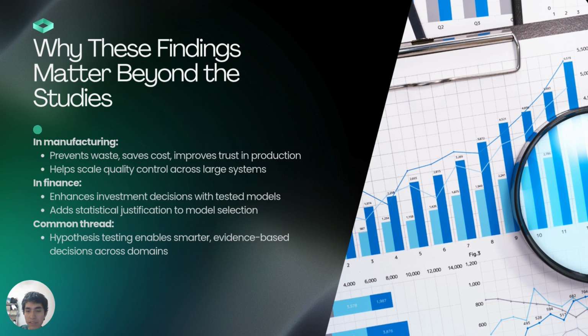These results have implications beyond just these two studies. In manufacturing, systems like the one in paper 1 can reduce cost, minimize waste, and standardize quality inspections. In finance, the work in paper 2 helps analysts trust their models, not just because they're complex, but because they've been statistically validated. The broader takeaway here is that hypothesis testing adds transparency and accountability to decisions. It tells us when we know enough to act and when we don't, whether it's deciding which parts to accept or which model to use. The logic of hypothesis testing makes the outcome more reliable.